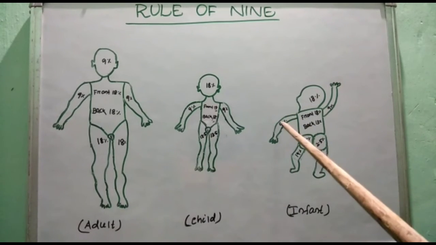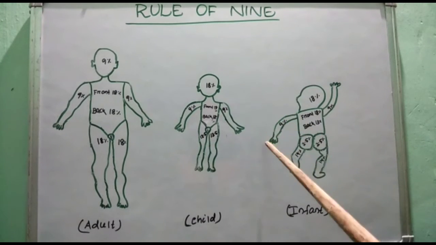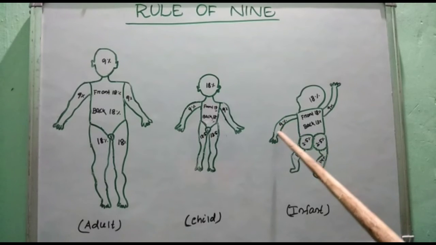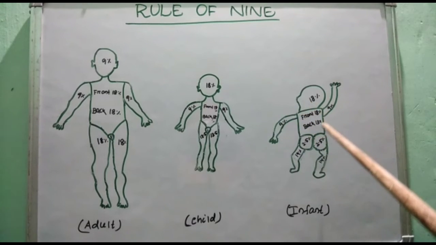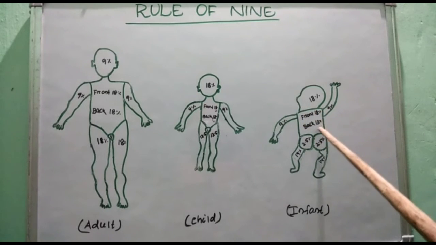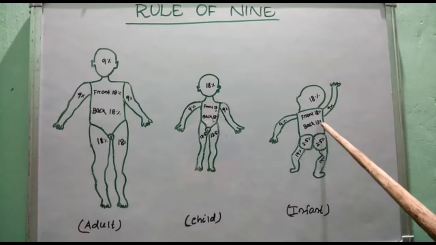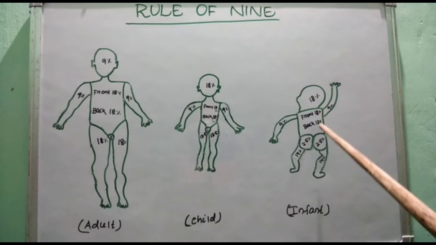For left hand, if totally bone, it is 9%. For anterior part it is 4.5%. For posterior part it is 4.5%. For front side or anterior trunk it is 18%. For back it is 13%. Means if posterior trunk is bone, it is 13%. For anterior trunk it is 18%.